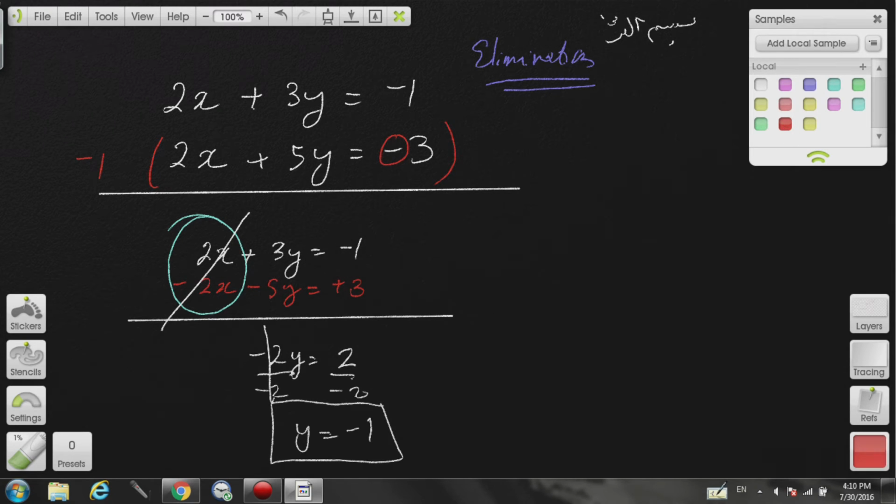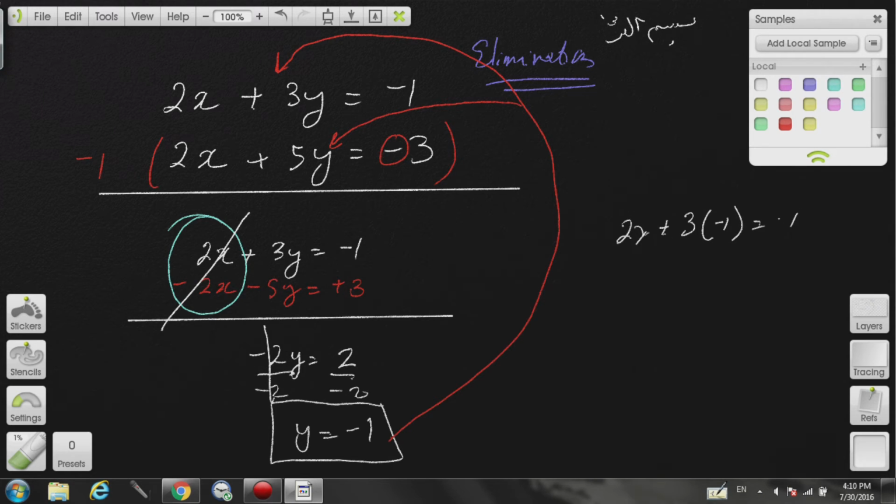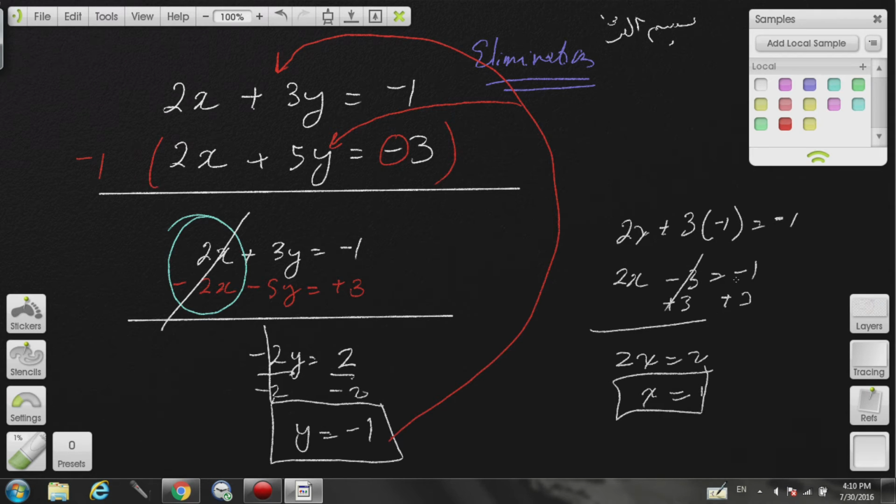So once you solve for y, you can substitute this in either equation for y, and it doesn't matter, correct? It doesn't matter where you substitute. So I'm going to substitute in the top one. So 2x plus 3 times y equals minus 1. And then you solve for x. So 2x minus 3 equals minus 1. Solve for x and add 3 to both sides. So 2x equals 2 and x is equal to 1. So the ordered pair, that's the solution to both of them, is 1 and negative 1, like this. Okay?